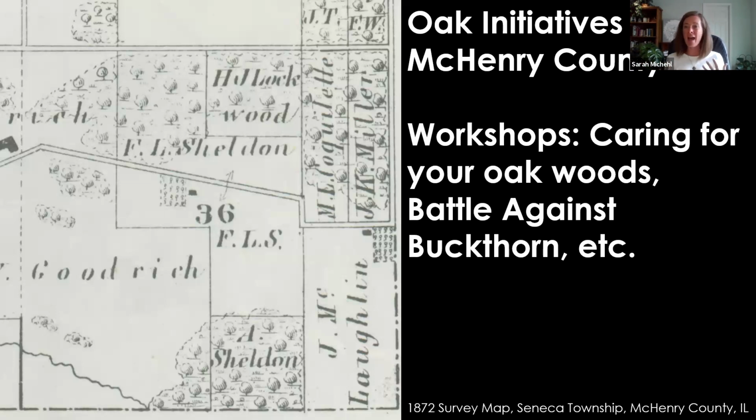And in that, we taught people how to investigate the history of their land. So this is an example of an 1872 survey map from Seneca Township here in McHenry County.